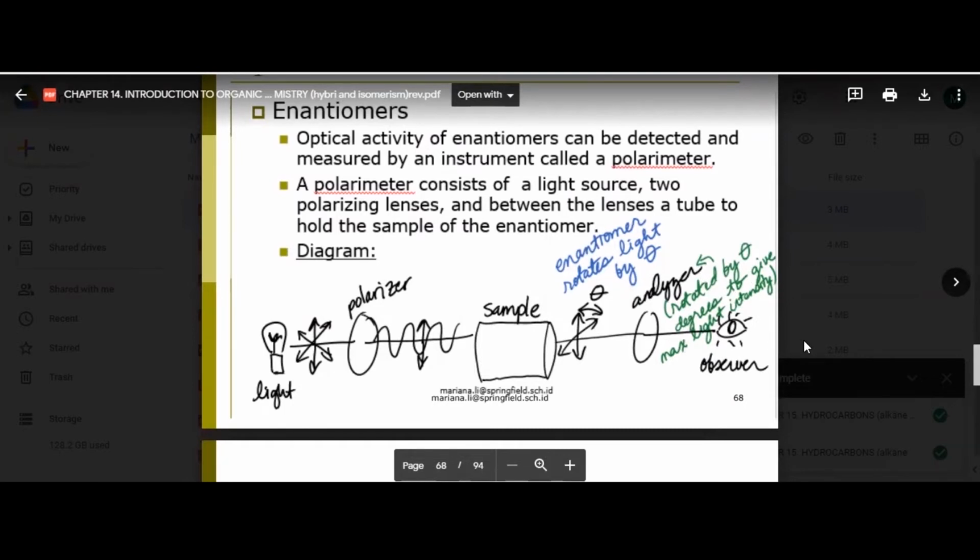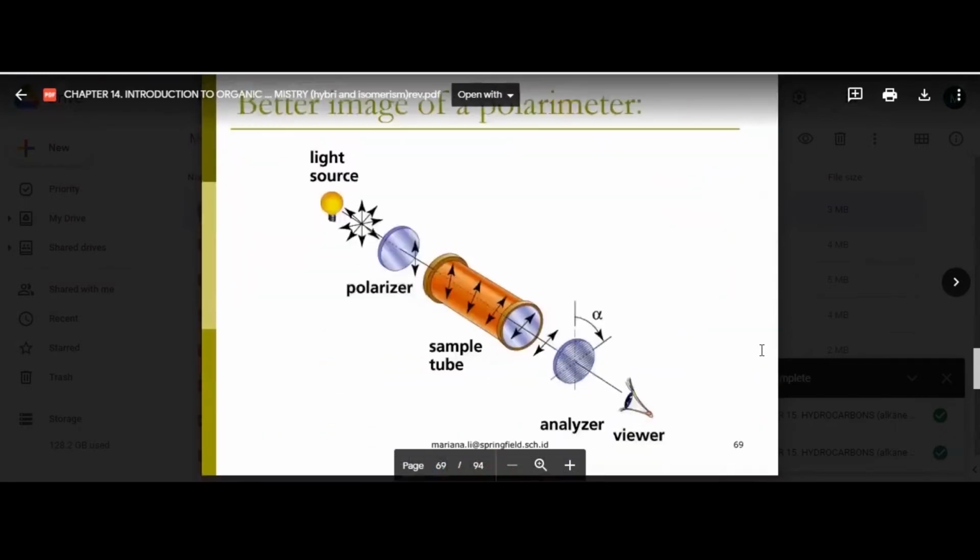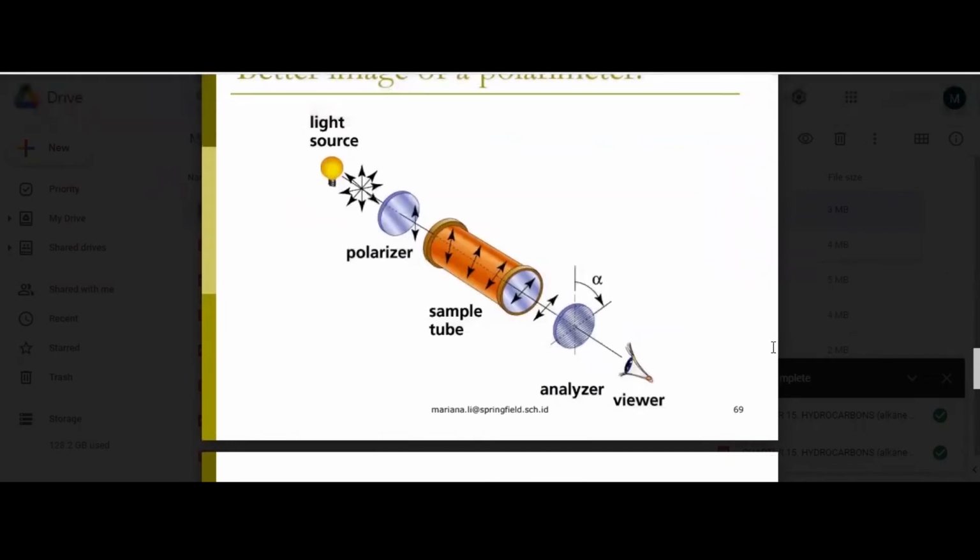The enantiomer will rotate light by a particular angle. It depends. It can rotate the light clockwise or counterclockwise. Once again, this is the better picture.